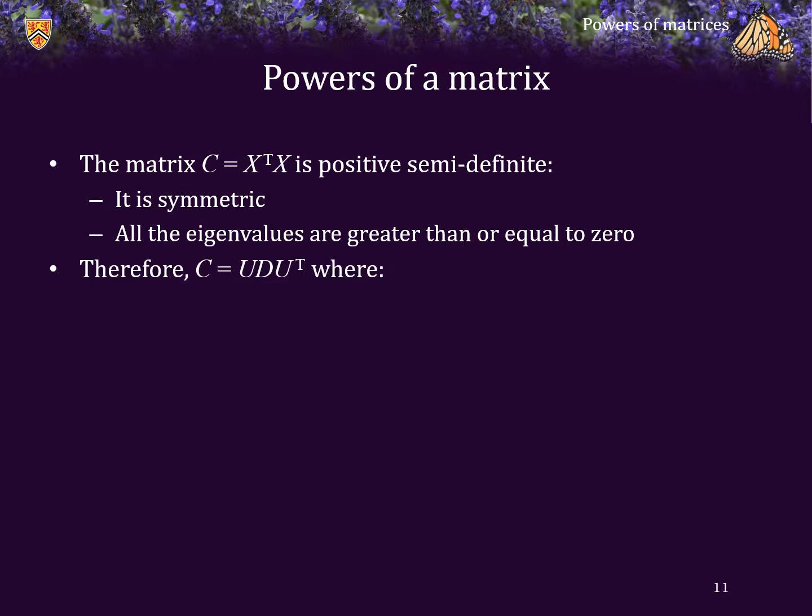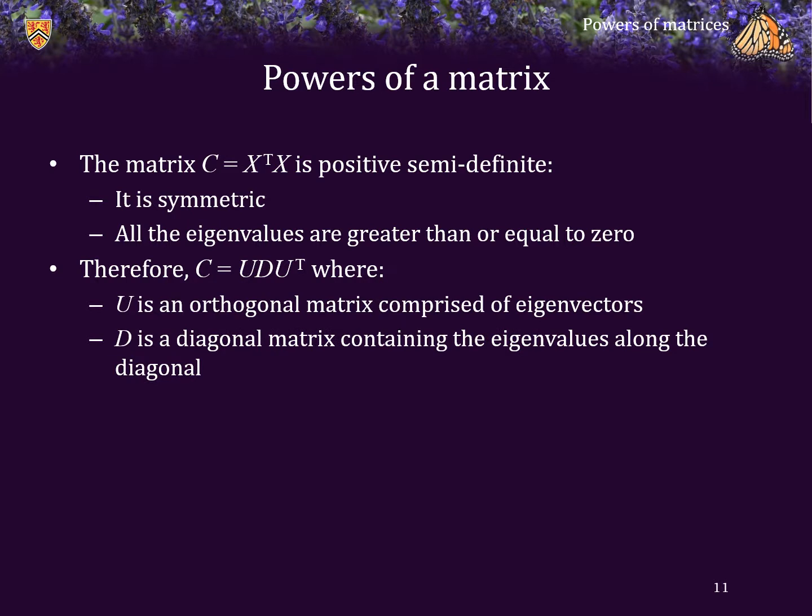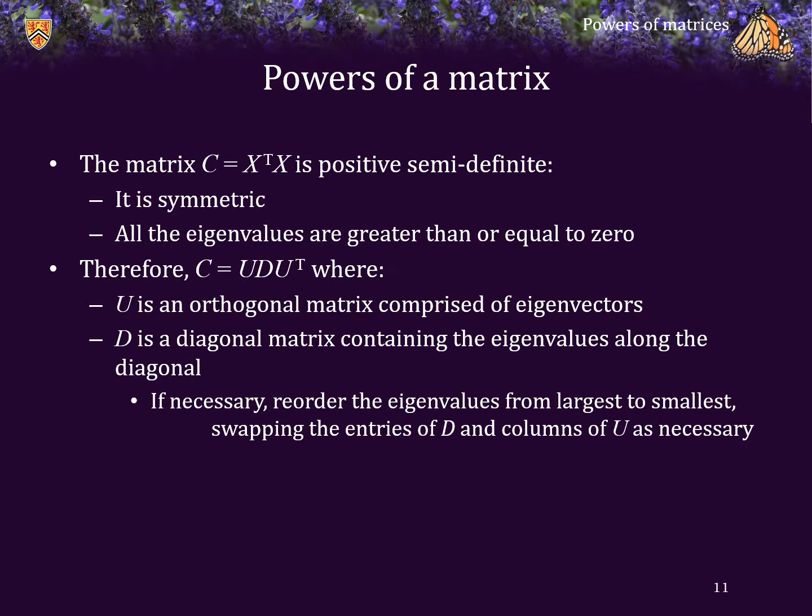Consequently, there must be an eigenvalue decomposition where the matrix U is an orthogonal matrix comprised of eigenvectors, and these are normalized, and D is a diagonal matrix containing the eigenvalues on that diagonal. Now this is the matrix C, as defined above. Now, if necessary, let's just reorder the eigenvalues from largest to smallest, swapping the entries on the diagonal and the columns of U as necessary. Now, the unit eigenvectors define the principal components of this data.